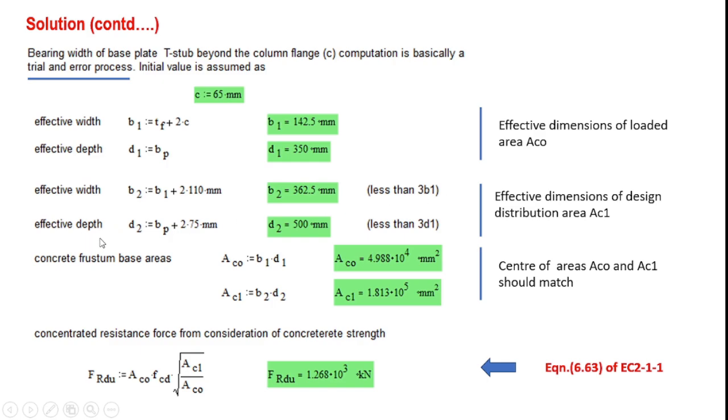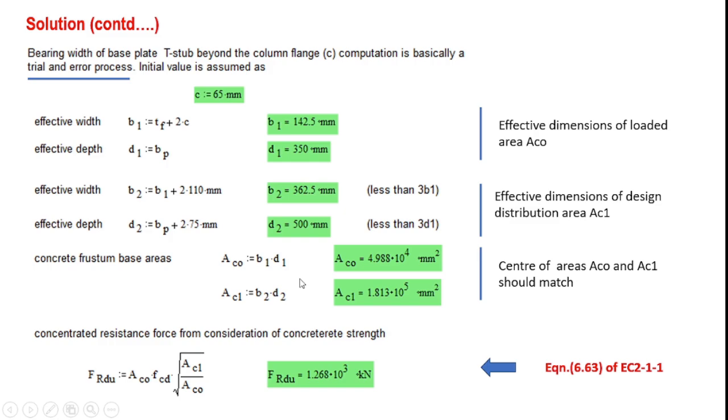And the effective depth D2 will be BP plus 2 into 75 mm, where 75, as you know, is nothing but the offset from the base plate edge to the pedestal edge. So accordingly we obtain D2 equal to 500 mm, and this is less than 3D1. So having calculated B1, D1, B2, D2, we can readily go for computation of the loaded area AC0, that is B1 into D1, and we can also calculate the design distribution area AC1, that is B2 into D2.